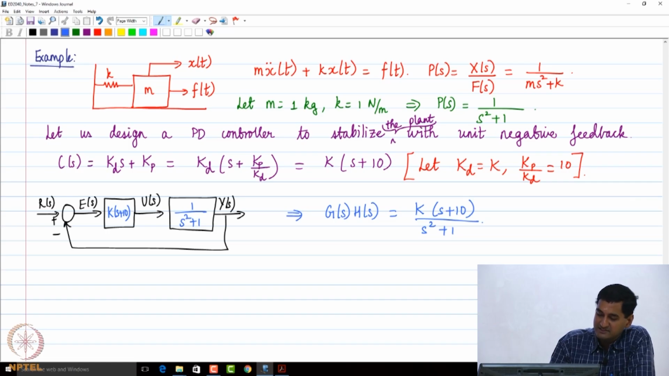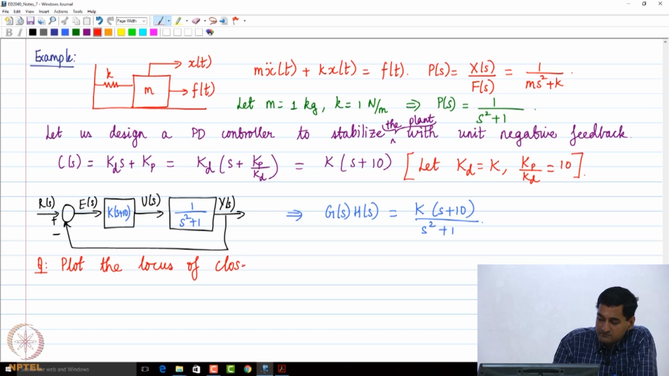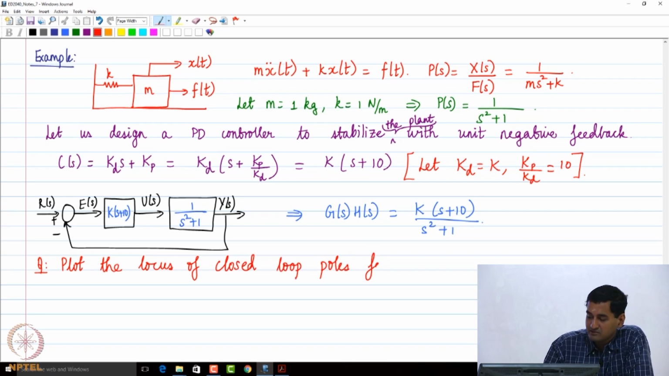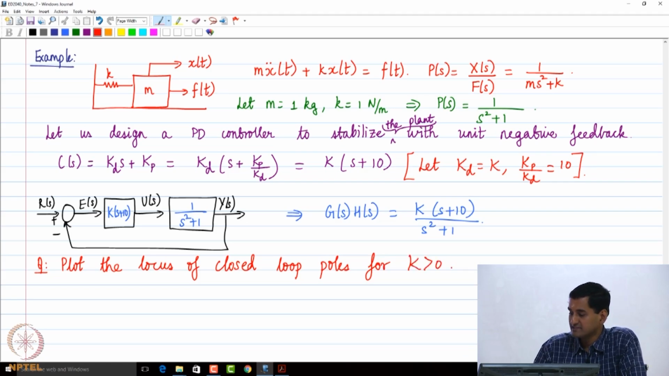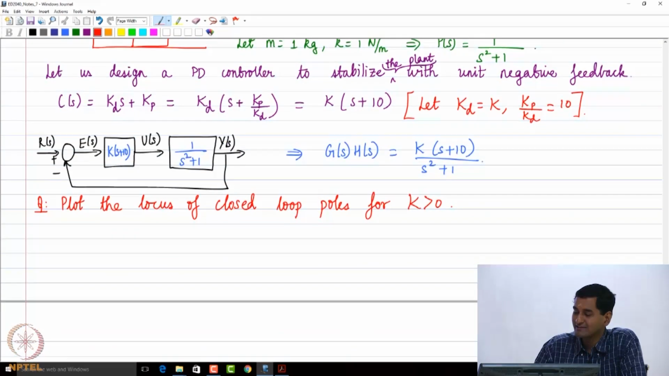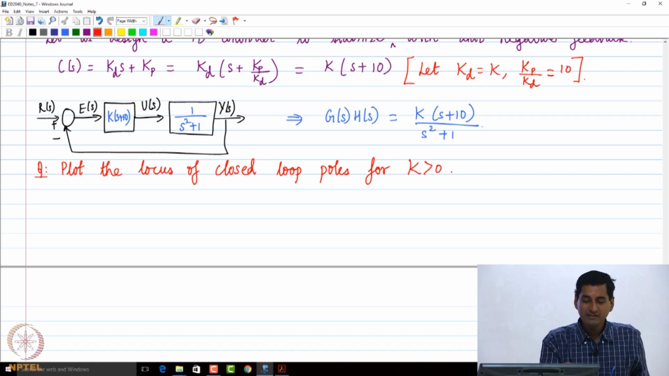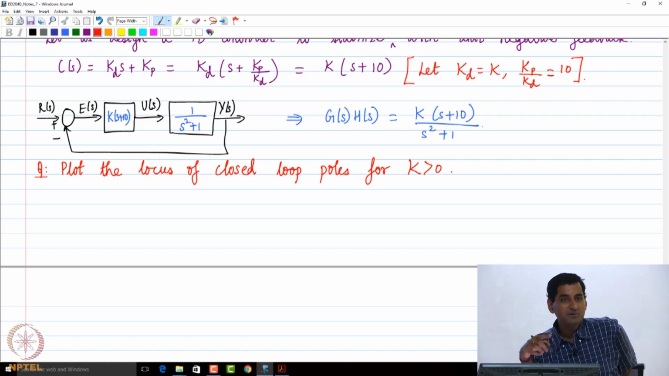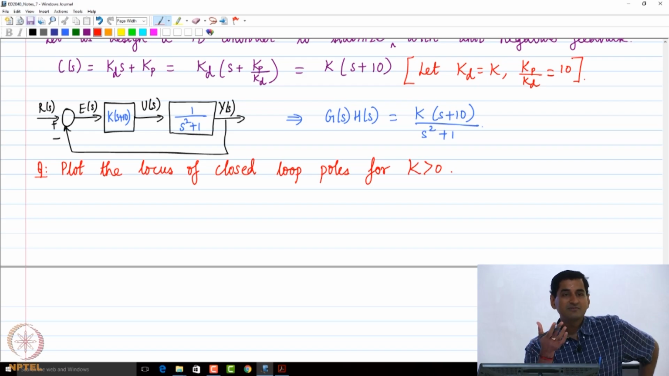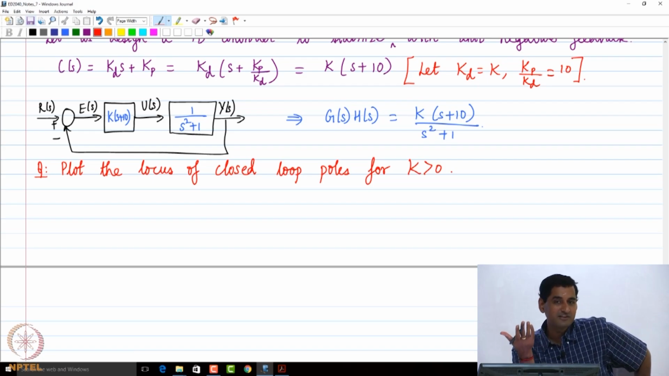Now, the question that we are asking ourselves is: plot the locus of closed loop poles for k greater than 0. That is the question we need to answer. I hope it is clear how we are formulating it as a root locus problem. This will be pretty useful for us, because I want to see how the closed loop poles vary as I change a controller parameter.